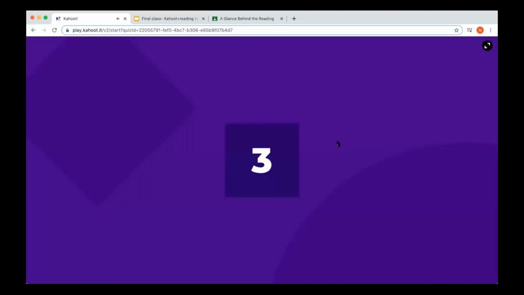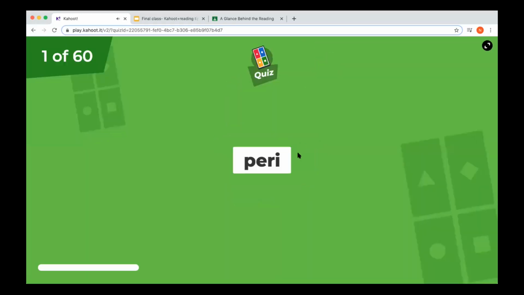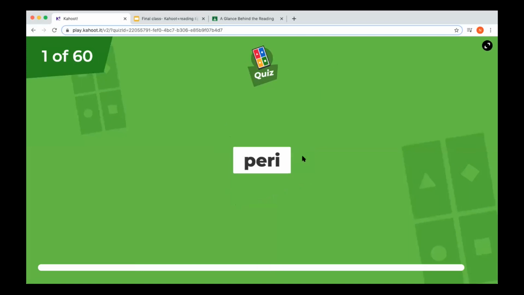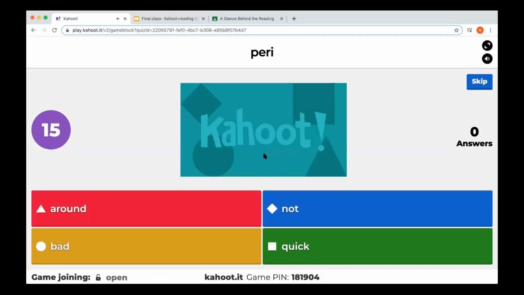So these first 20 questions are all just going to be find the definition. So find the definition of Perry on your screen. Red, around. Blue, not. Yellow, bad. Green, quick. So one more time. Red is around, blue is not, yellow is bad, green is quick. And this is for Perry.